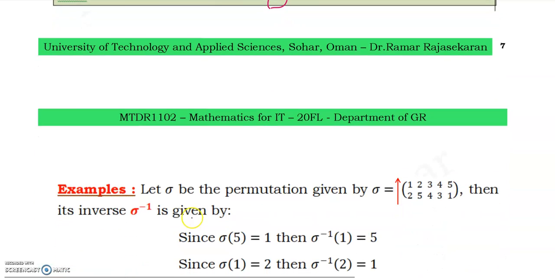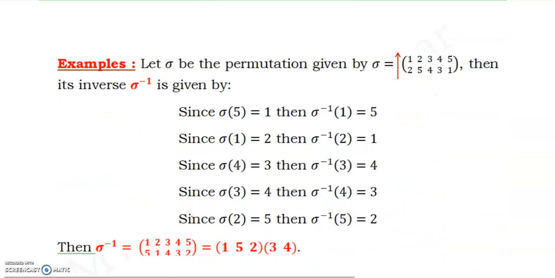Now we will see through some problems. Now you see here. Let sigma be the permutation given by sigma is equal to 1, 2, 3, 4, 5 and then this one. This is the permutation. How to write sigma inverse? Very simple. Now you see my arrow. You have to start from bottom to top. To write the inverse is very simple.